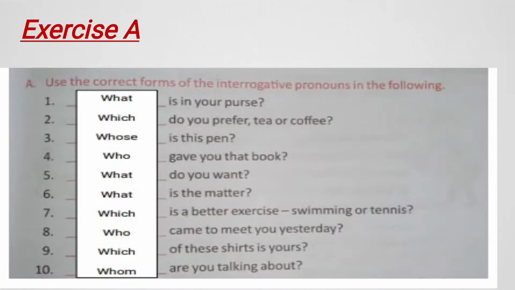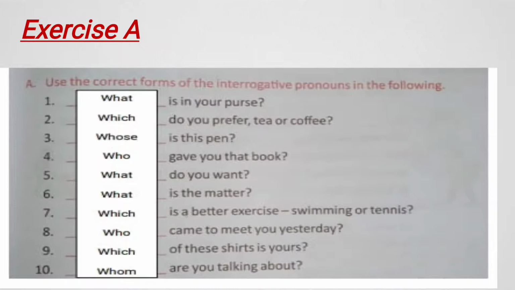Dash is this pen. Whose? Whose is this pen? Dash gave you that book. Who gave you that book? Dash do you want? What do you want? Dash is the matter. What is the matter? Dash is a better exercise, swimming or tennis. Which is a better exercise, swimming or tennis?